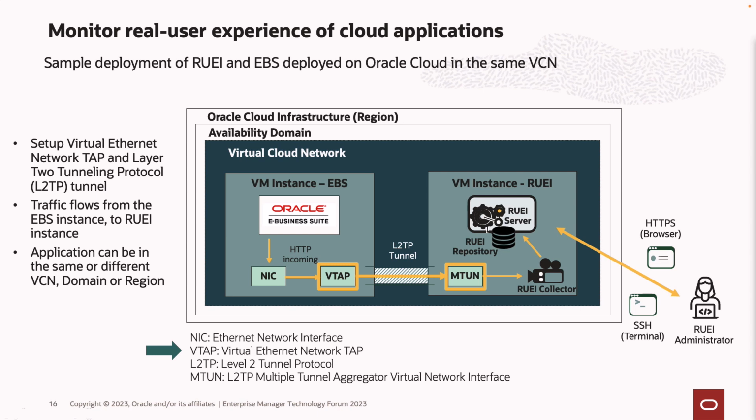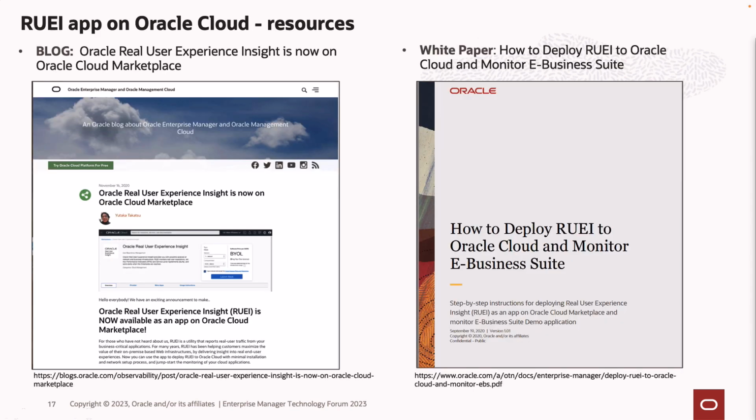The diagram in this example has the monitored application and RUEI deployed in the same VCN. However, the application can also be in a different VCN, in a different domain, or in a different region. For more information on RUEI on the marketplace, we have a blog and a white paper that walk you through the setup.